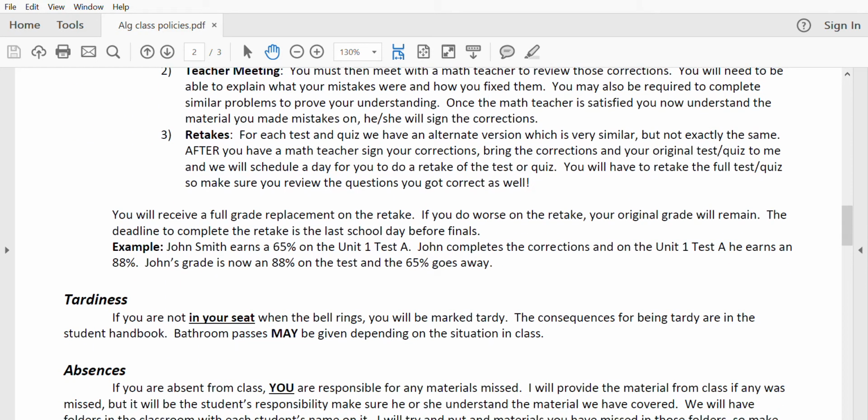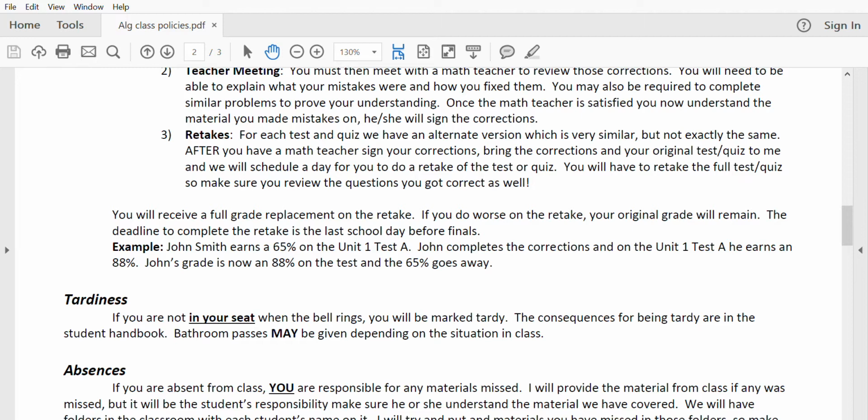So you can see down below, this is an example. John got a 65 on the Unit 1 test. He completes the corrections. He gets an 88 on the retake. All right, so the 88 is what now goes in the grade book, and the 65 is never heard from again. This is a really good deal, guys.